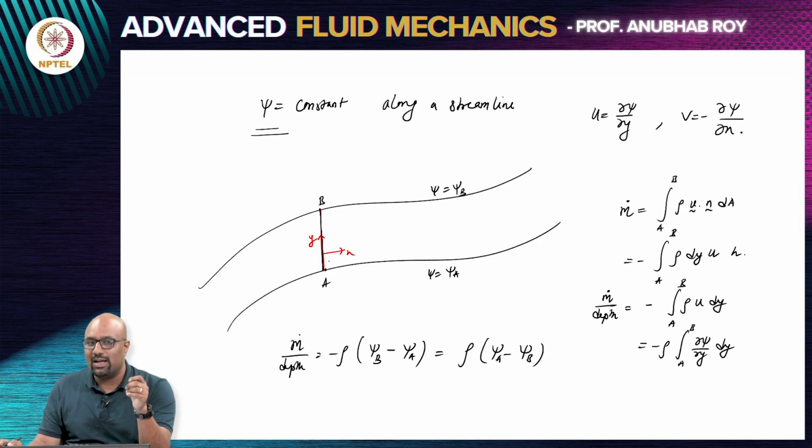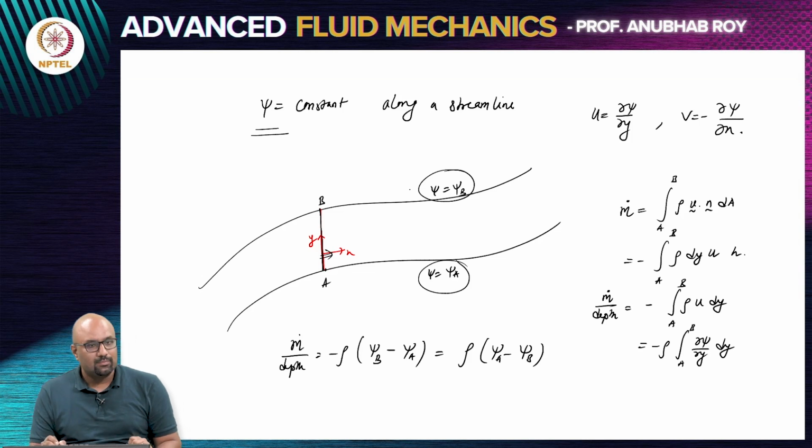You can imagine that these lines are actually fictitious lines. The lines are basically for our visualization. There are no true boundaries on that line. So, the mass flow rate that is going through this is just the difference of the stream function on those two streamlines. This is actually mass flow rate per unit depth.